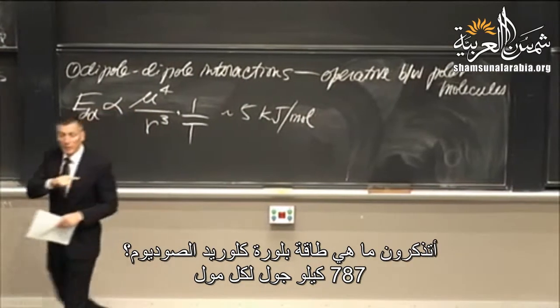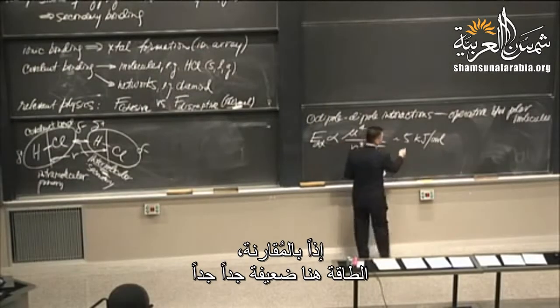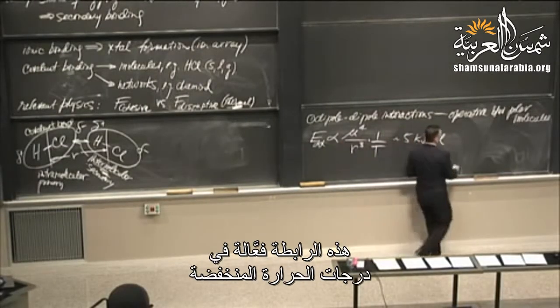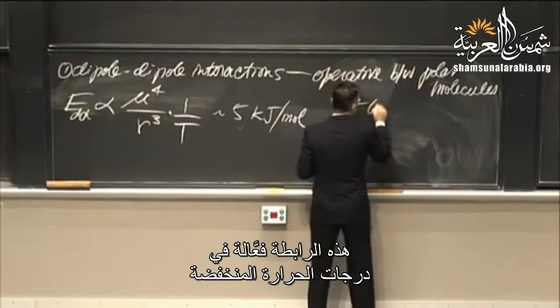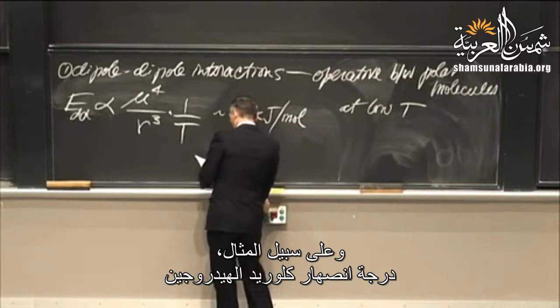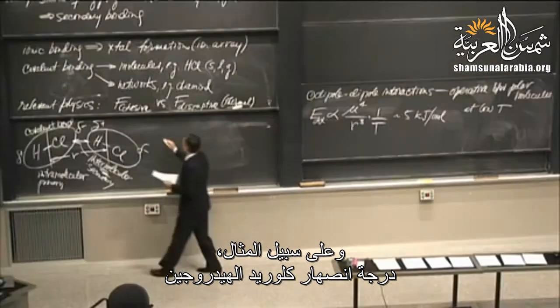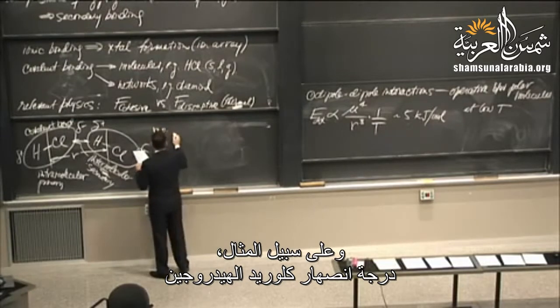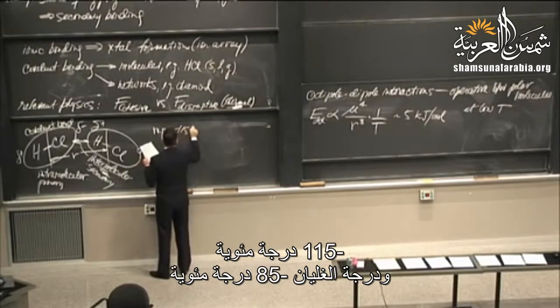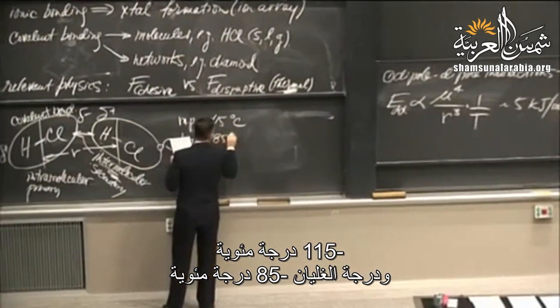5 kilojoules per mole. You remember what the crystallization energy of sodium chloride was? 787 kilojoules per mole. So this is very, very weak. It's operative at very low temperatures. So for example, in the case of hydrogen chloride, the melting point is minus 115 degrees C, and the boiling point is minus 85 degrees C.